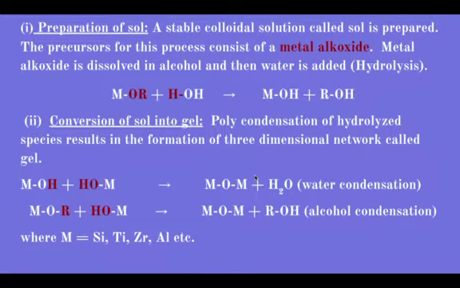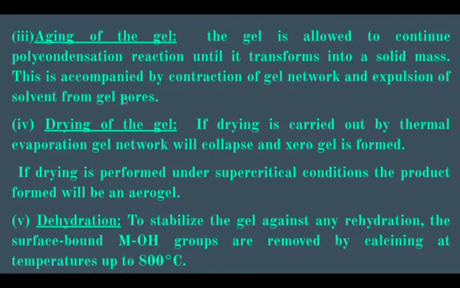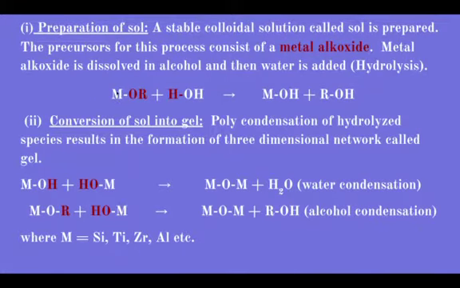Now the steps involved in sol-gel process. First step is preparation of sol. A stable colloidal solution called sol is prepared in this step. The precursors for this process consist of metal alkoxide. Precursor means the starting material. So the starting material used for this process is metal alkoxide. Metal alkoxide is represented as MOR. Here M stands for metal and OR stands for alkoxide.